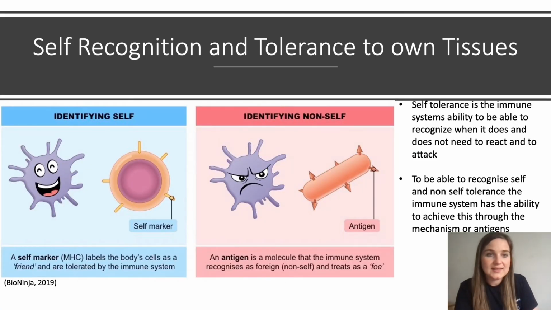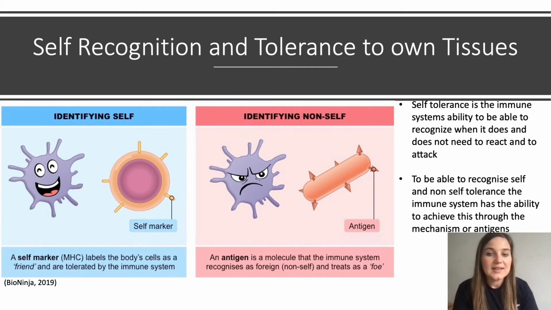So let's take a look at self-recognition and tolerance to our own tissues. To be able to recognise self and non-self, the immune system uses antigens. The antigens allow the immune system to distinguish between self and non-self, ensuring that only non-self is attacked. Cells within the human body show specific types of antigen that the immune system recognises as being self. The immune system will encounter the antigen of a red blood cell on the surface. Therefore, it will not be attacked because the antigen is recognised as being self. If the antigen has not been recognised before, it's then classed as non-self. The adaptive immune system response will follow with B and T cells, as I discussed before.